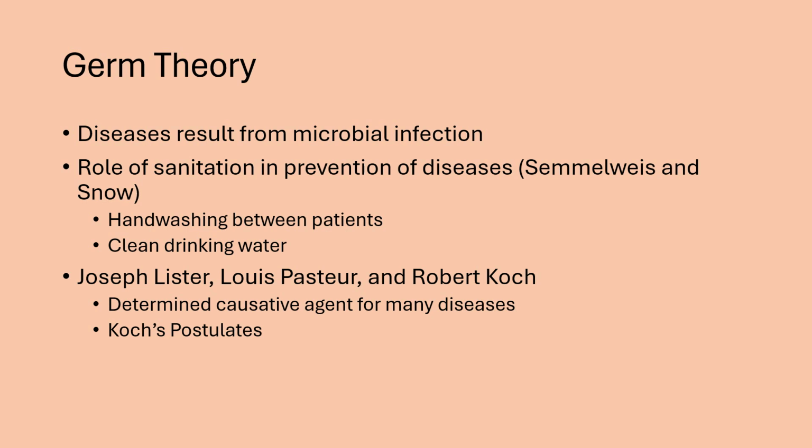Throughout, as I said, your book goes through a lot of history on things. So a lot of people played roles in this. Semmelweis and Snow discovered the role of sanitation in preventing diseases, meaning if you have a clean water supply, that does wonders to help prevent infections. When we talk about individual diseases, you're going to see a whole lot of them.